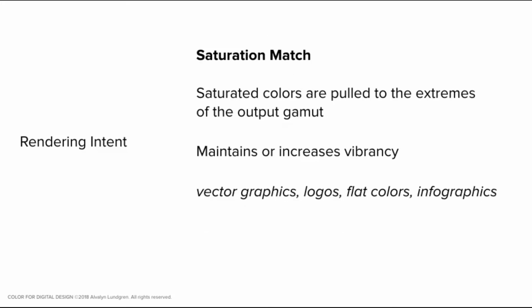Saturation match is for spot color simulation, where full range of value contrast and full range of saturation contrast aren't as necessary as they are in a continuous tone image. In a saturation match, the colors with greater chroma will be pulled to the extremes of the output gamut. So the vibrancy of the image is maintained, but you'll lose value contrast. This is good for simulating spot printing and with vector graphics and infographics, anytime where flat color is involved and you're not worried about gradations, value contrast, and things like that. So those are your 4 rendering intents.